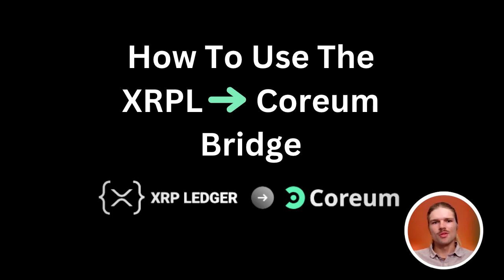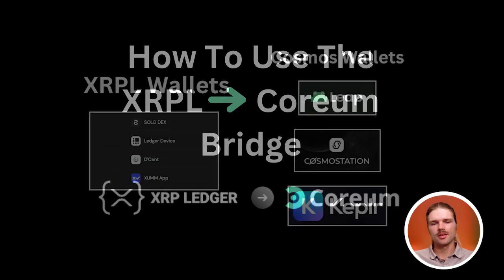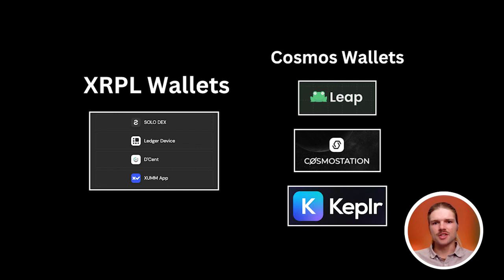Hello and welcome to this tutorial covering how to bridge Coreum from the XRP Ledger to Coreum Mainnet. In order to complete this action, I'll be using the Sologenic Wallet and the Leap Wallet. Note that you can use any XRP Ledger compatible wallet such as Xumm, Dcent, or a Ledger device, and any Coreum Mainnet compatible wallet such as Cosmostation or Keplr. So with that said, let's dive right in.